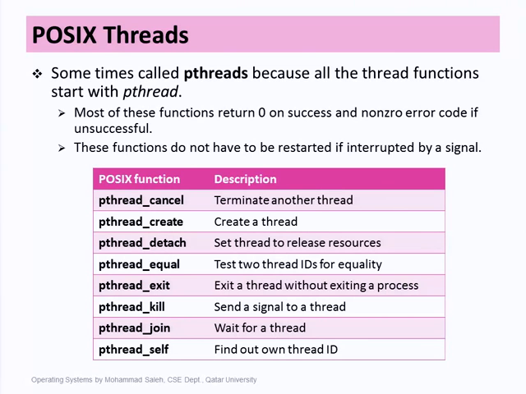I can also cancel or terminate the thread by using pthread_cancel. I can detach the resources, which means release the resources that were allocated to a thread, by calling detach. I can test whether two thread IDs are equal by using equal. I can exit the thread. But we already have an exit function, right? We use it with the process.